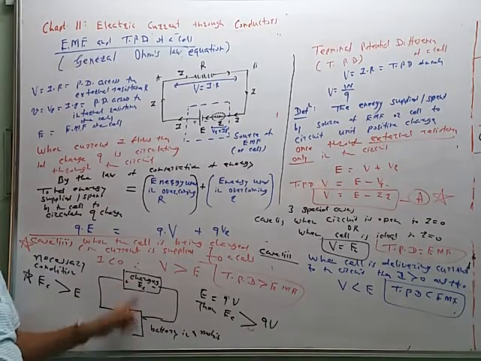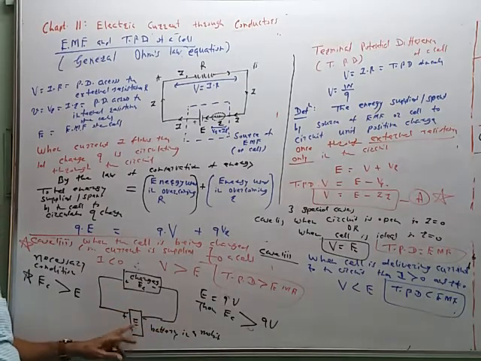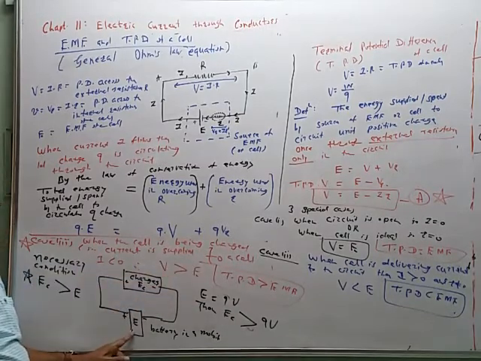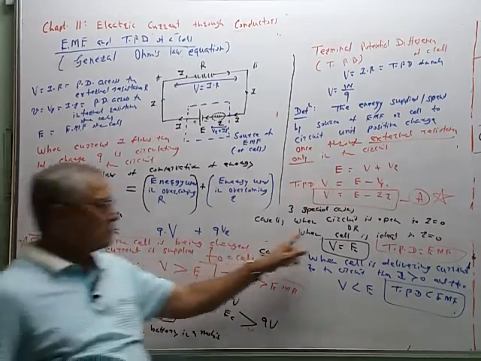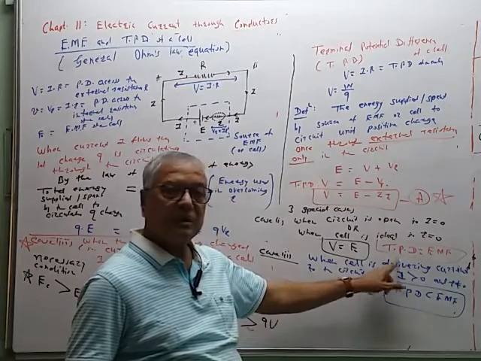So this is the usual circuit that we observe. In this case, this mobile battery has EMF and it is charged. The cell is being charged. Current is supplied to the cell. Current is supplied by the cell. Current delivering cell means current is supplied by the cell.